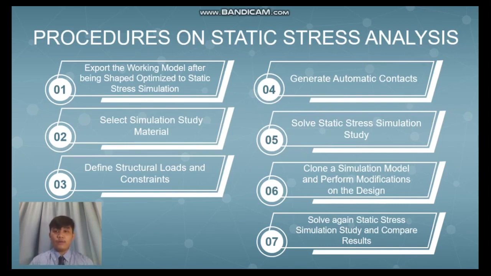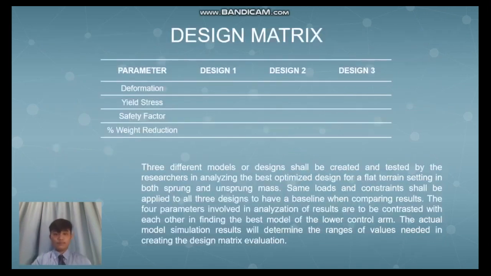Next is to solve the static stress simulation study, clone a simulation model and perform modifications on the design. This is only done when the results of the study are not good, and also for our paper, three different models or designs shall be made. That's why we have to perform modifications on the design to have three different models, and also solve again the static stress simulation study and compare the results.